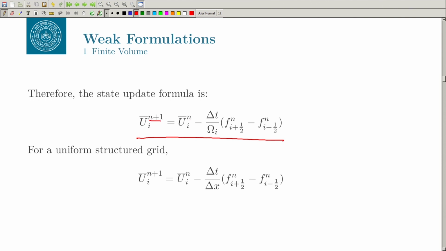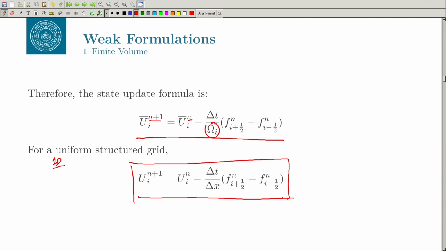You can calculate the n plus 1 with respect to n, and if it is a uniform structured grid, then you can basically use this omega I, because for a 1D flow, this will become like this. Okay. I will show you that for a structured uniform grid, the finite difference and the finite volume are the same. The formulation may look very different, but if it is a 1D uniform structured grid, you can basically show that both the schemes are the same.